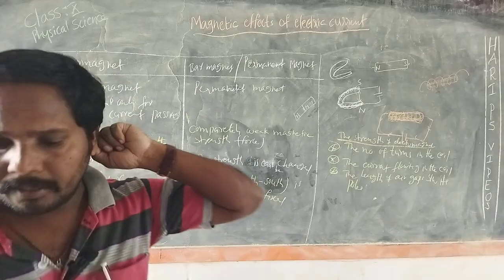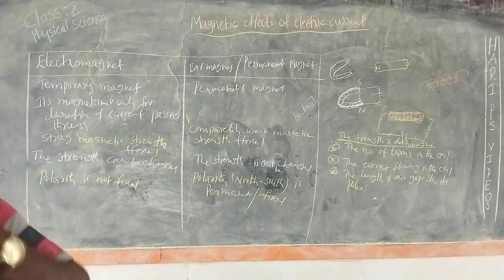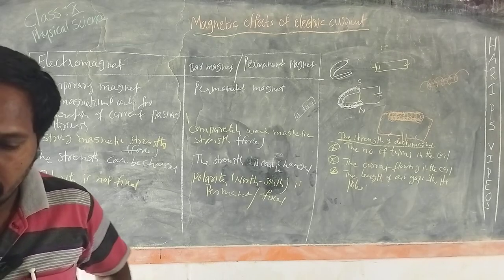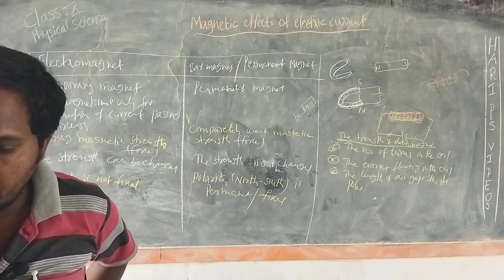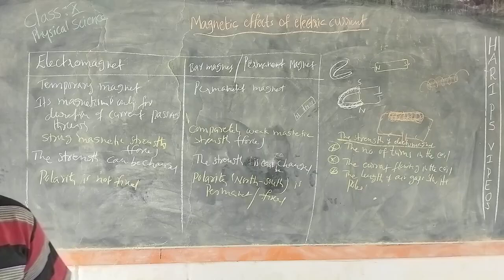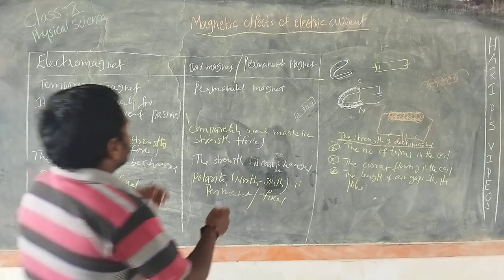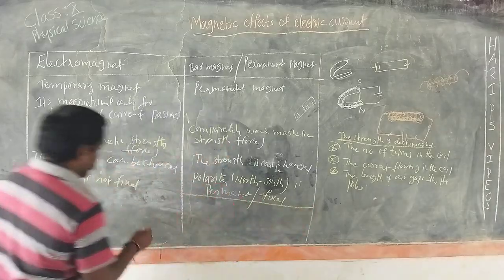Permanent magnets are usually made of alloys such as carbon steel, chromium steel, cobalt steel, tungsten steel, and alnico. Alnico is an alloy of aluminum, nickel, cobalt, and iron. So how are these bar magnets, permanent magnets, made?